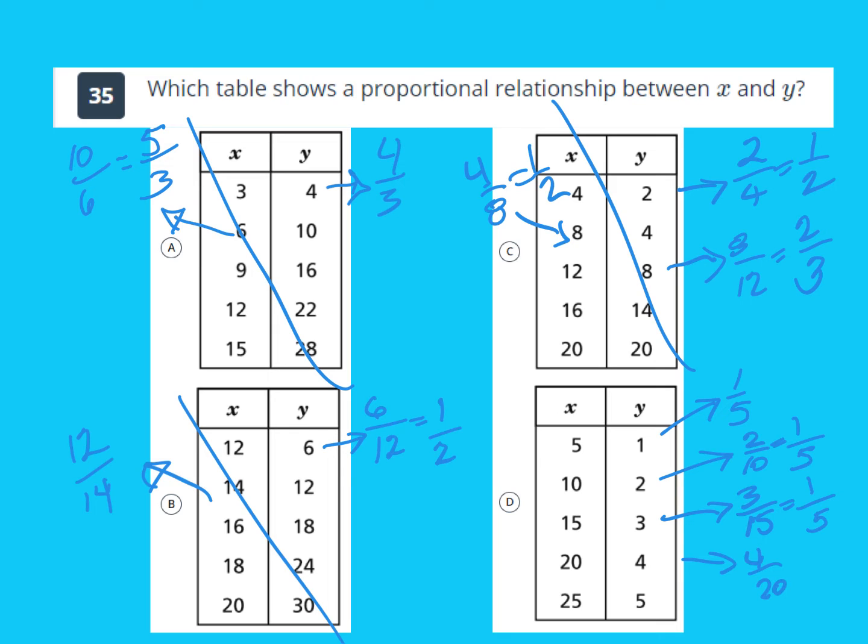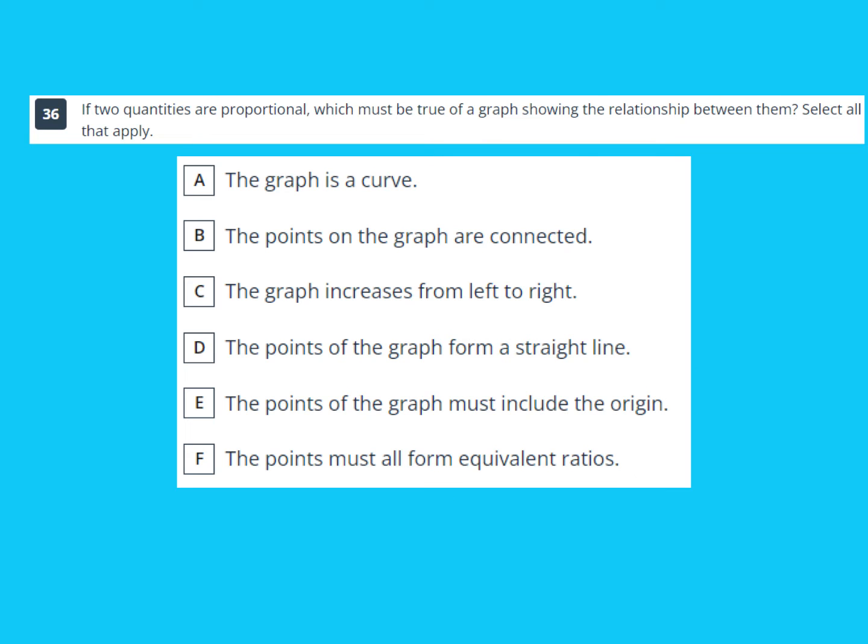4 goes into 4 once. And 4 goes into 20 5 times. And last but not least, it should be fairly obvious by now that this is our answer, but let's be sure. 5 over 25 equals 1 fifth. Looks like this is the one. So here we are. D is our answer.